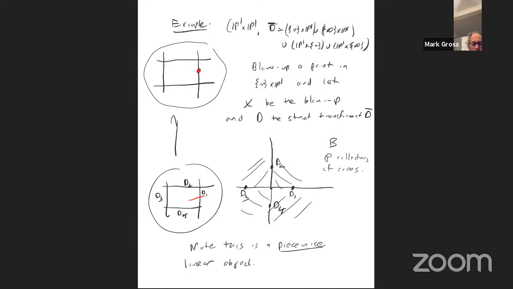Yes, I ignore linear equivalence relations. So I have a question about why these are called log Calabi-Yaus, and the reason is that the holomorphic form has logarithmic poles, can be viewed as having logarithmic poles along the boundary.